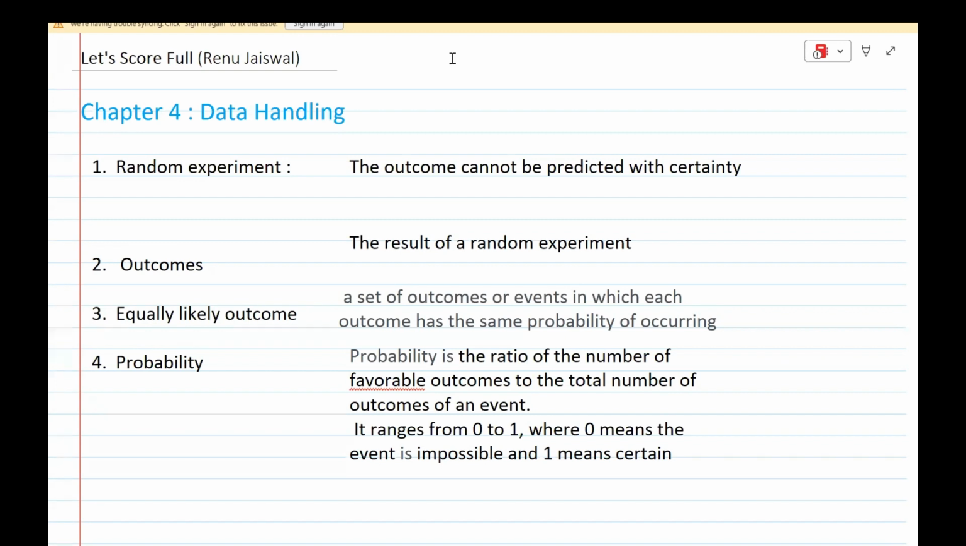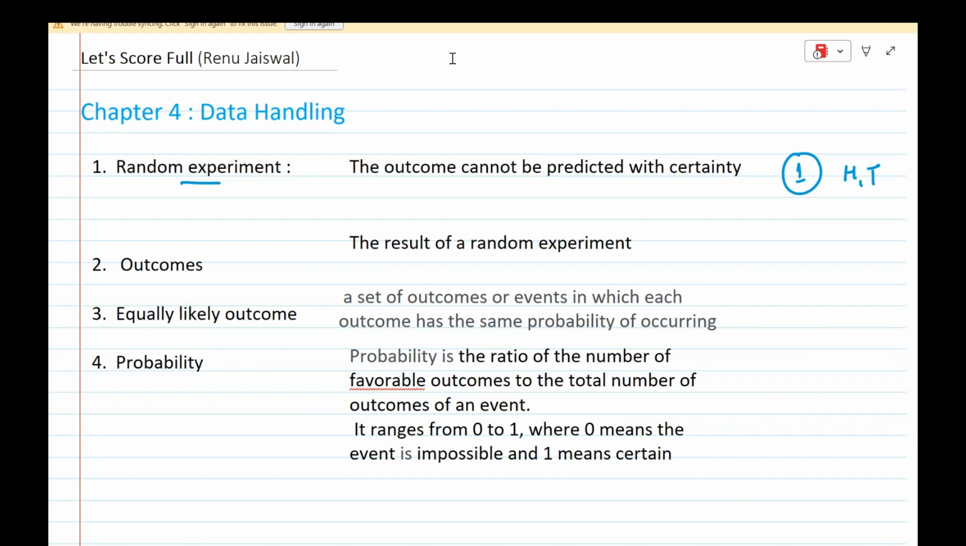First one is random experiment. What is a random experiment? Any experiment which you do whose outcome cannot be predicted with certainty. Suppose I take a coin, a 1 rupee coin or any coin. When I toss this, I can get either head or tail. I don't know which one is going to come, correct? So in that case, this experiment is known as a random experiment.